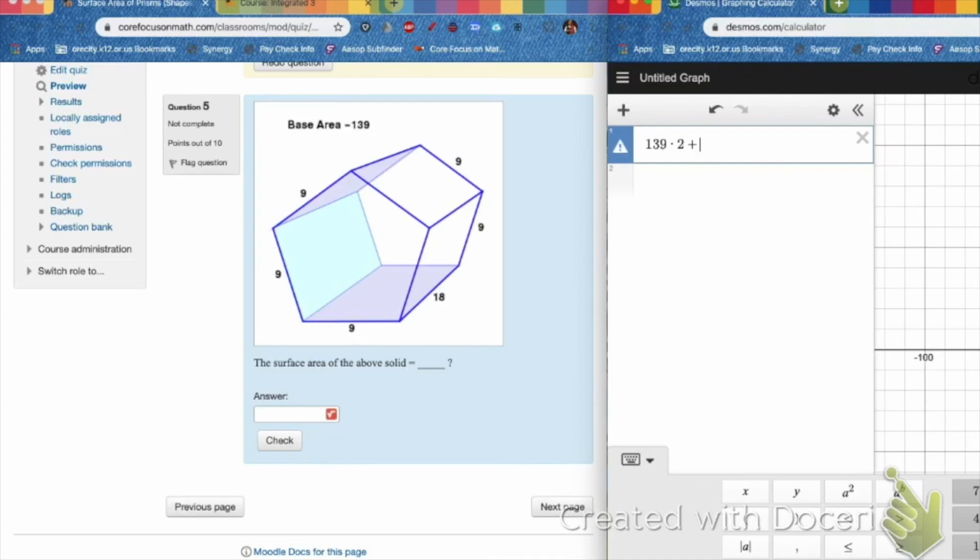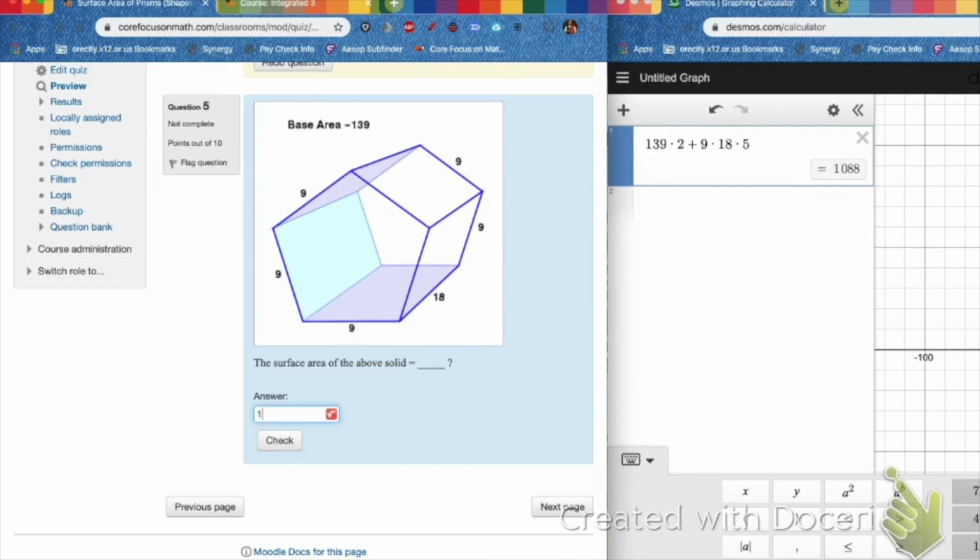Plus, I need to figure out how many of my rectangles do I have on the outsides. My rectangles are going to be 9 by 18, so whatever 2 numbers you have down here for your rectangles, so 9 times 18, times how many rectangles I have. Well, that matches the number of sides in the base. 1, 2, 3, 4, 5. A pentagonal base. And when you do that, it gets, for me, 1088.